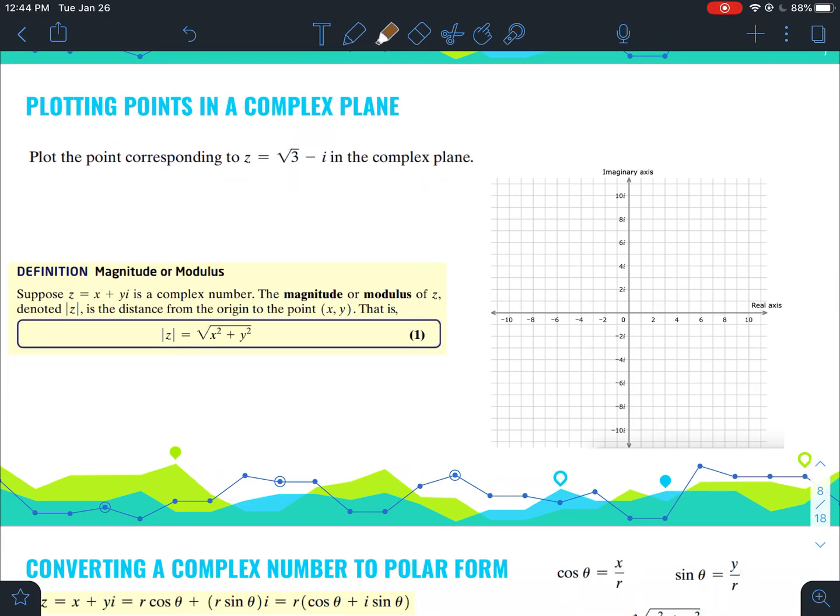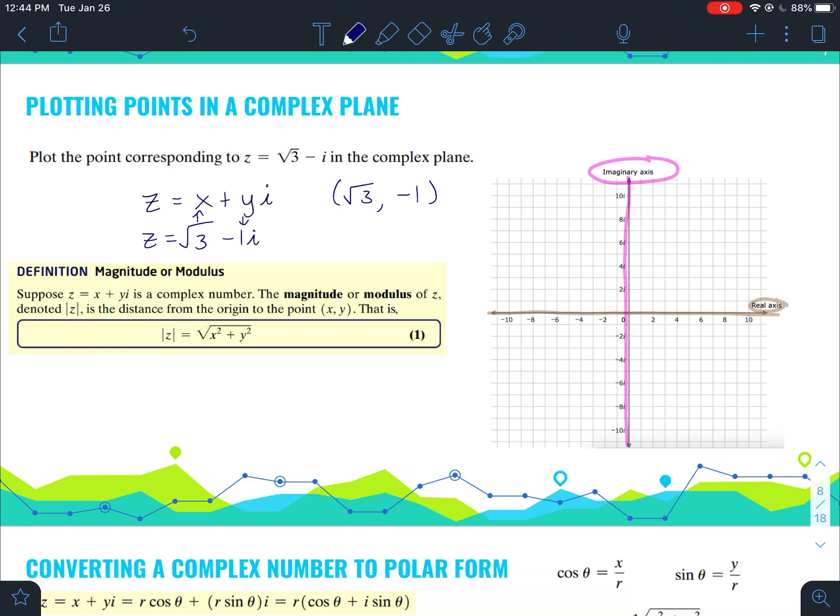So how do we plot points on a complex plane? Notice in your complex plane, the x-axis is called the real axis, and the y-axis is called the imaginary axis. If we have complex numbers, z is going to equal x plus yi. So in our example, we have z equals the square root of 3 minus 1i. In that example, my x-coordinate is the square root of 3, and my y-coordinate is going to be negative 1, because we have z equals the square root of 3, so that's my x-coordinate, minus 1i, so the y is going to be negative 1.